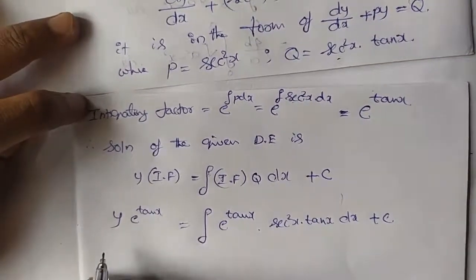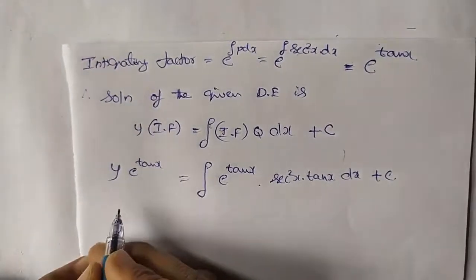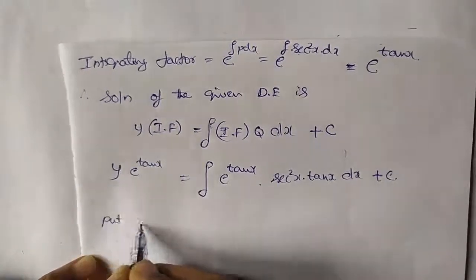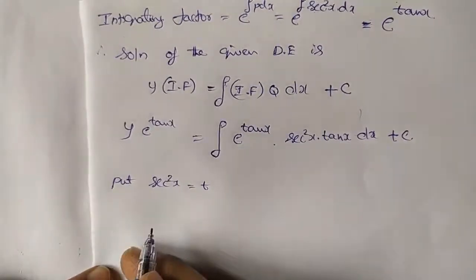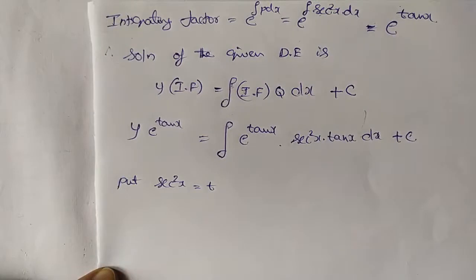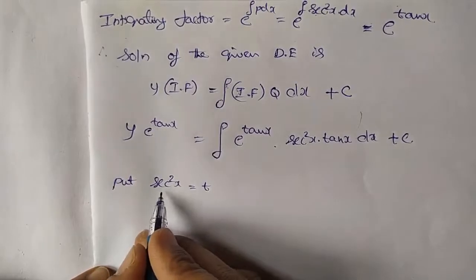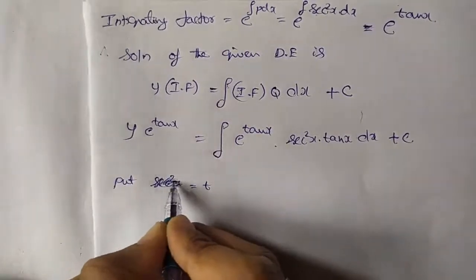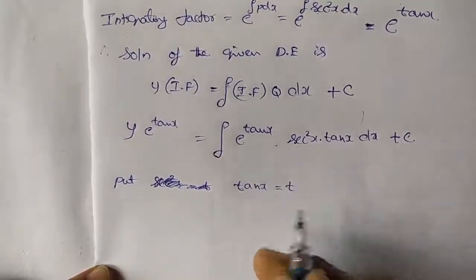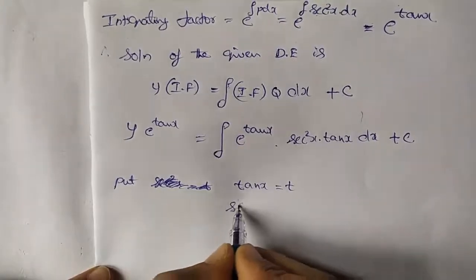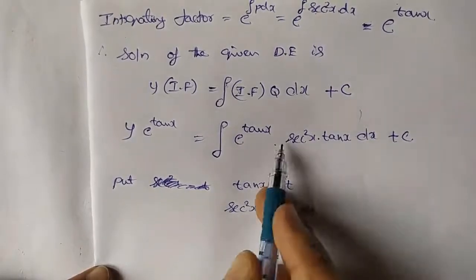Here we will take the substitution. If we put secant square x equals t, its differentiation is 2 secant x tan x, which is useless for us, so we should not take secant square x equals t. Put tan x equals t. If tan x equals t, the differentiation of tan x is secant square x dx equals dt. Now apply this substitution in this integration.